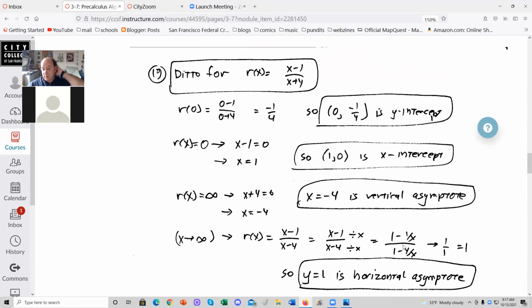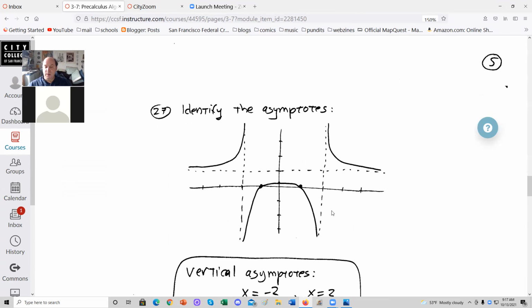And when x approaches infinity, for the rational function x minus 1 over x minus 4, we divide numerator and denominator by x. You get 1 minus 1 over x over 1 minus 4 over x. When x approaches infinity, these approach 0, and we're left with 1 over 1, or 1. So y equals 1 is the horizontal asymptote.